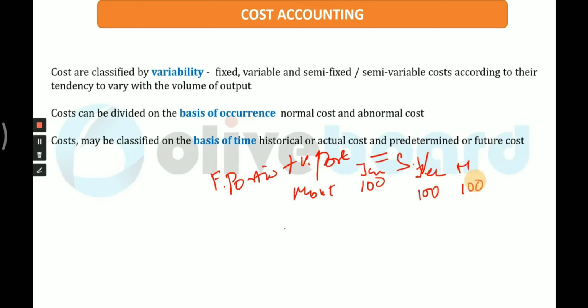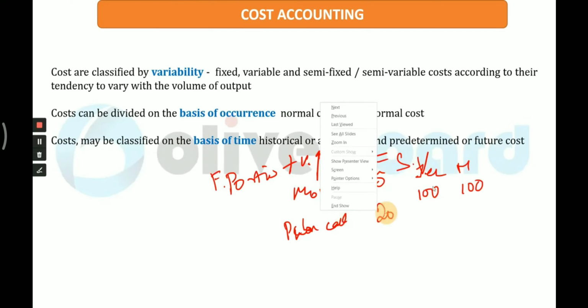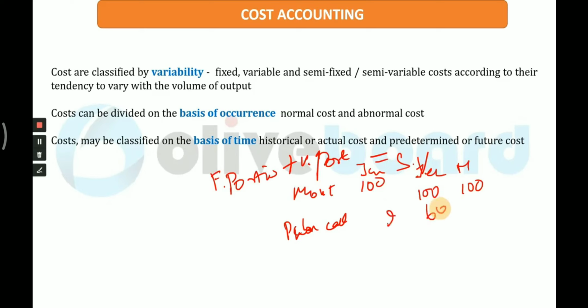But phone call charges: you made 10 calls in the month of January, then 10 into 2, each call being 2 rupees, means 20 rupees. Suppose you made 30 calls in February, so 30 into 2, 60 rupees. You didn't make any calls in the month of March, you didn't use your phone, so 0. Now, what will be your total cost? The bill amounts are 120, 160, and here it is 100. You're getting it? This is your total expense, right?